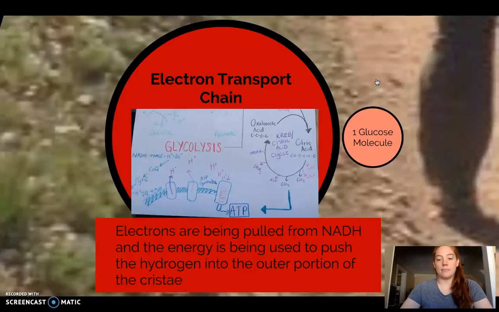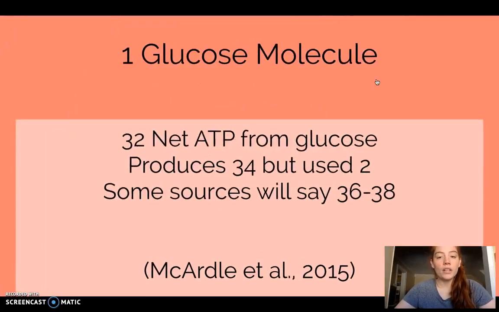and produce ATP. One glucose molecule has 32 net ATP from glucose. It produces 34, but if you remember, we used 2 in glycolysis. Some sources will say that one glucose molecule can produce 36 or 38, but for the sake of this, we're going to go with the exercise physiology book, which says 32.